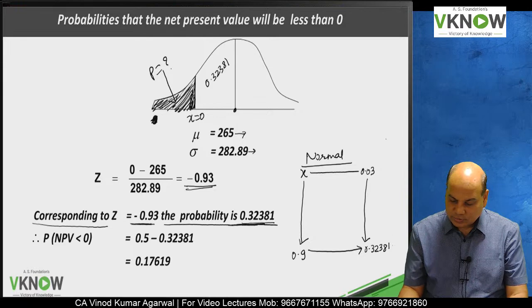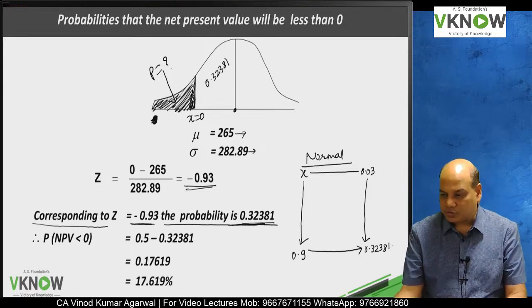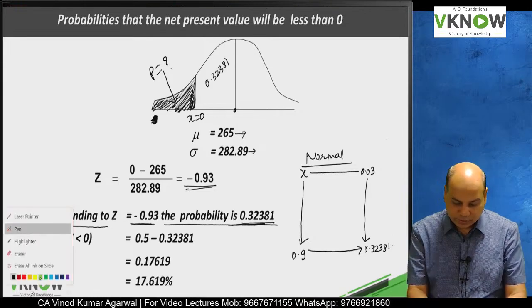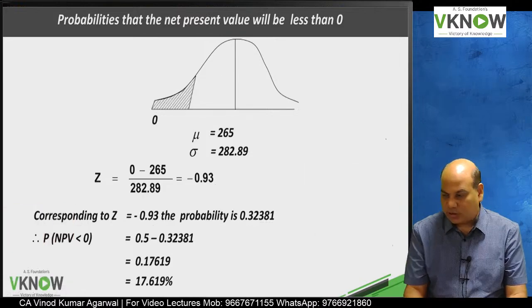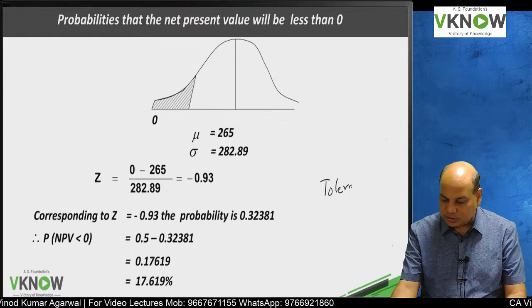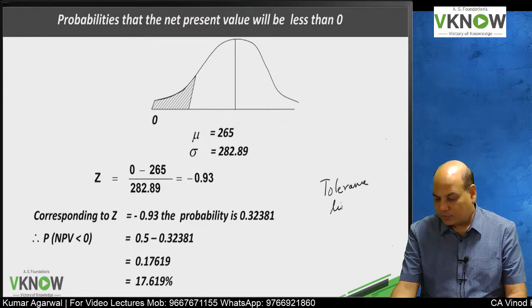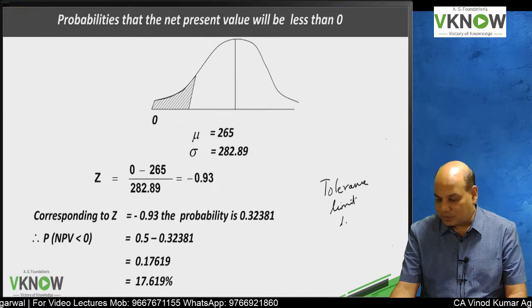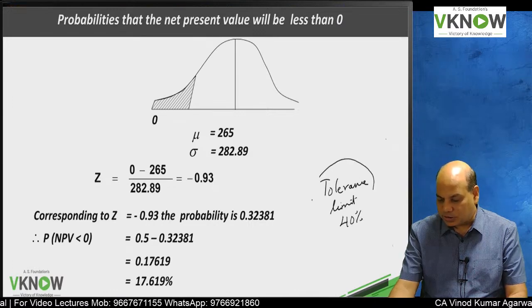This is my answer, which is equal to 17.619%. Now tell me, what is my tolerance limit for NPV negative? For negative NPV, my tolerance limit is 40%.